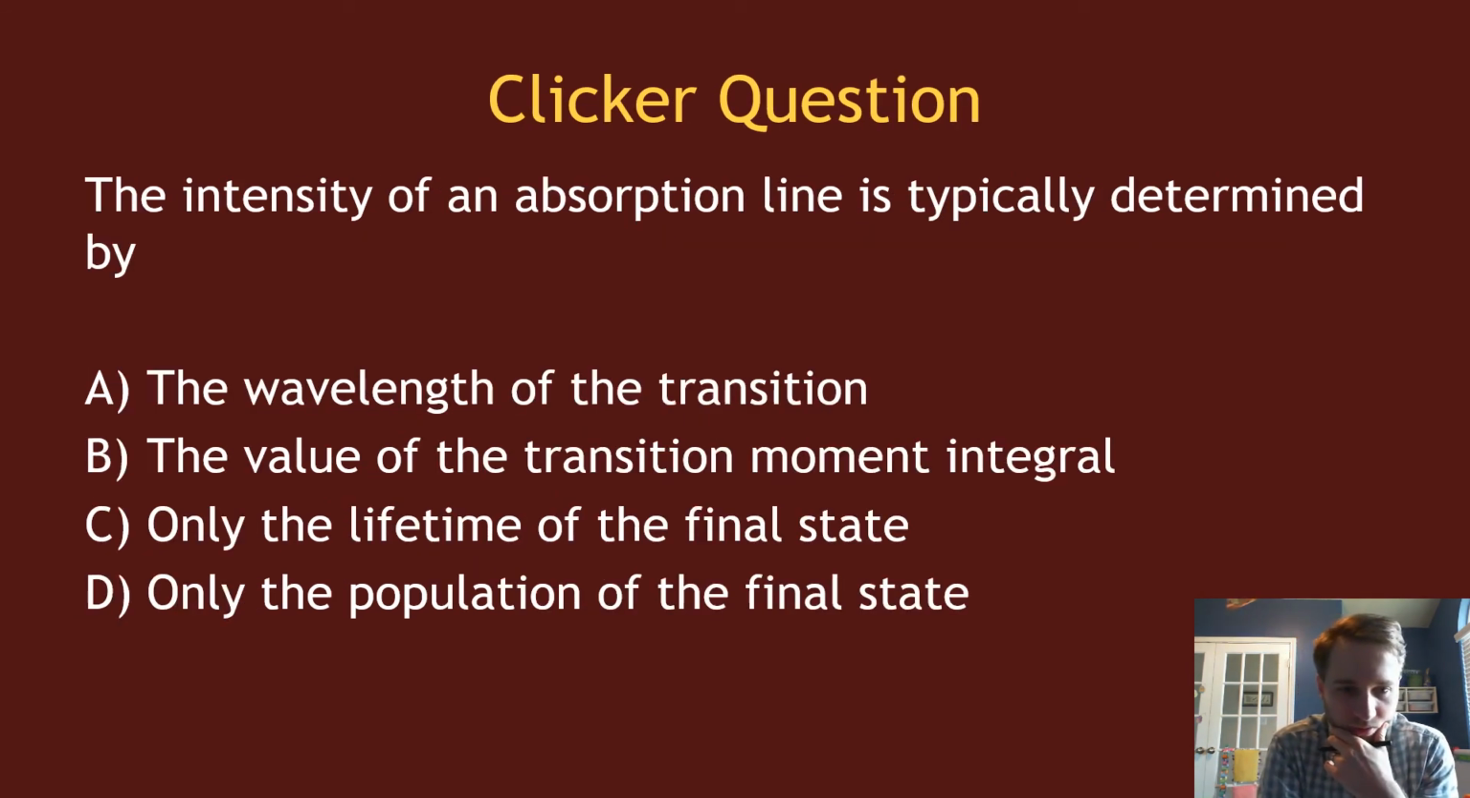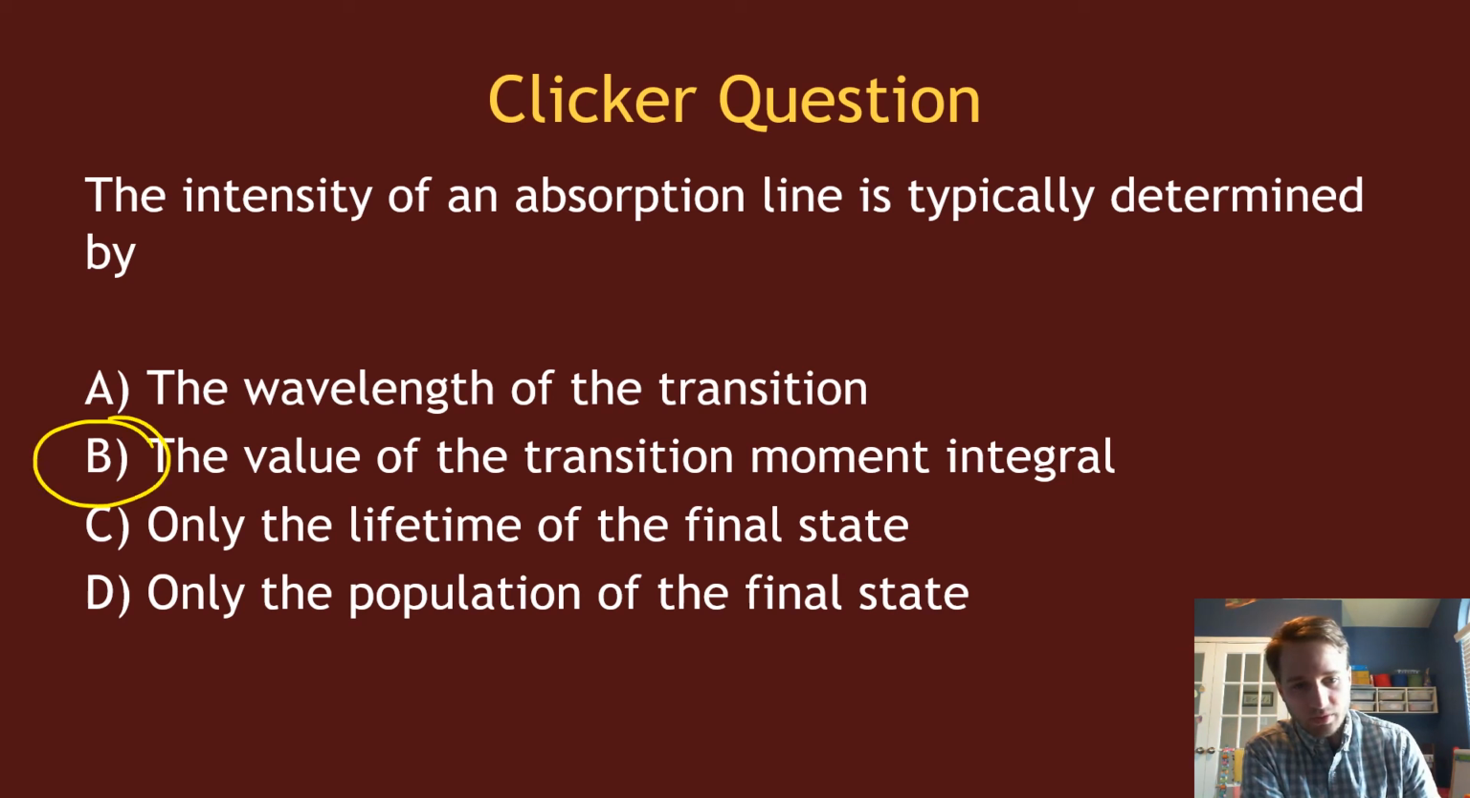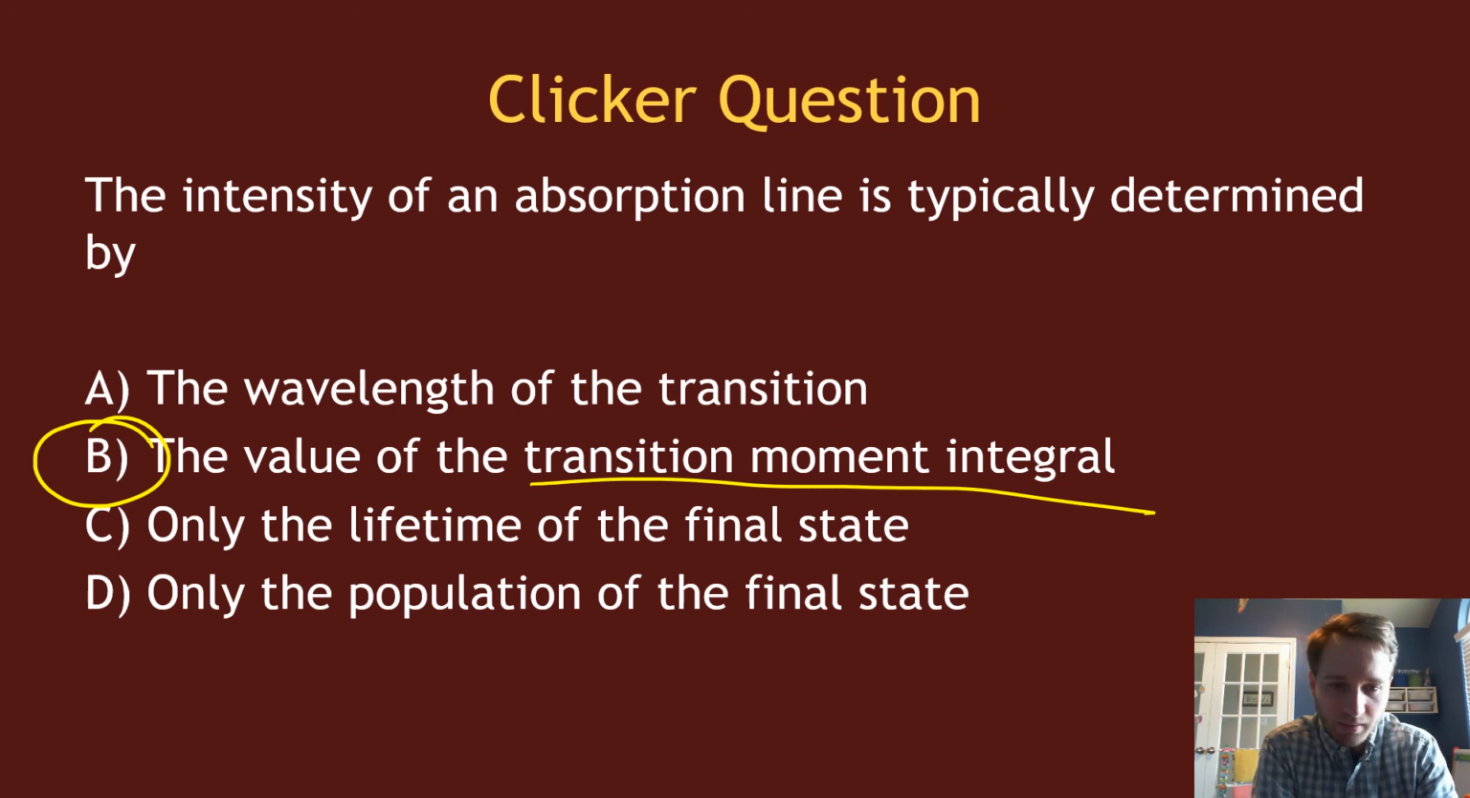Let's do a quick clicker question here. It's a multiple choice question. The intensity of an absorption line is typically determined by what? The wavelength of that transition, the value of the transition moment integral, only the lifetime of the final state, or only the population of the final state? As we're talking about, it has to do with B here, the transition moment. Transition dipole moment is often what I'll refer to it as well, but that's the same type of thing. Transition moment and transition dipole moment refer to the same thing. That is determining the intensity of that peak.